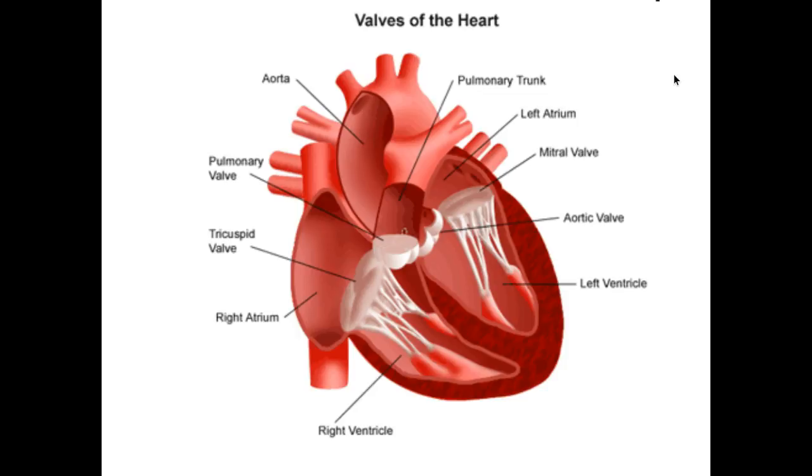So there's another image of the arteries and veins and all of the chambers as well as your valves. And that's a better image of the valves. A tricuspid valve is called a tricuspid valve because it has 3 flaps. The mitral valve, or bicuspid valve, is called that because it only has 2 flaps that open and close.